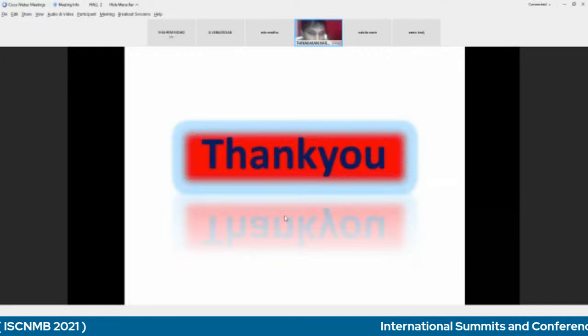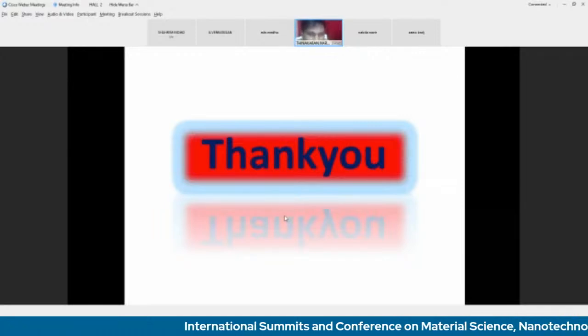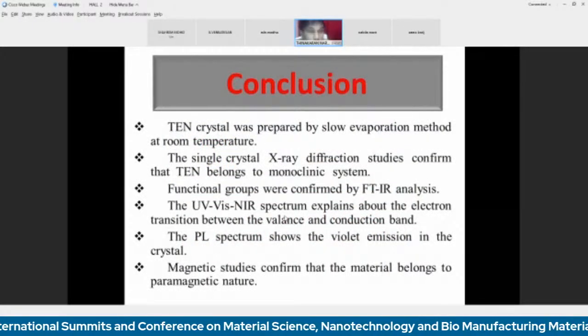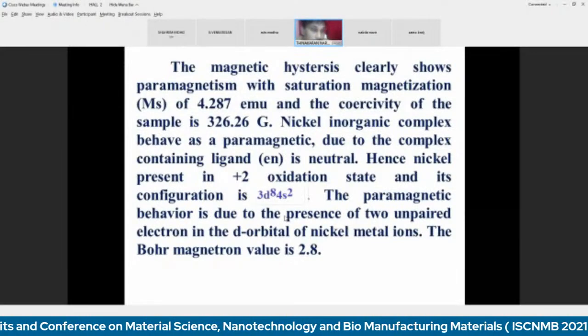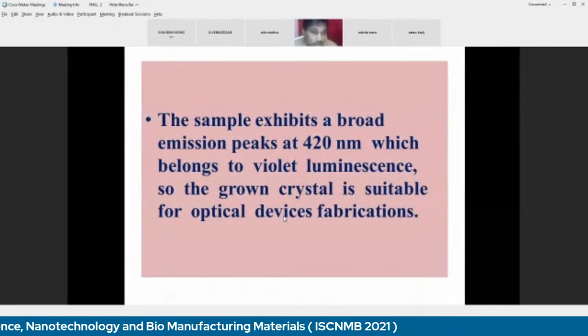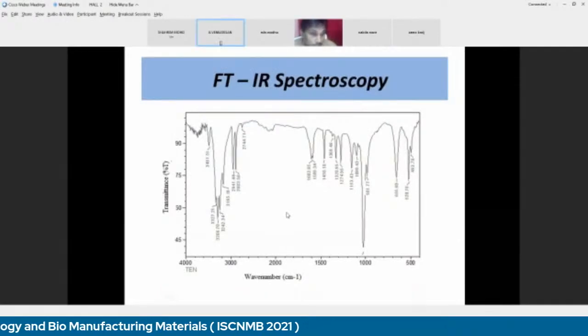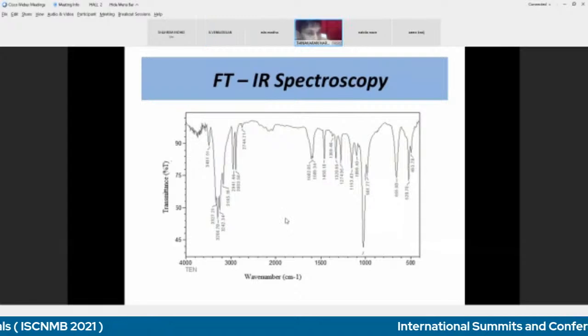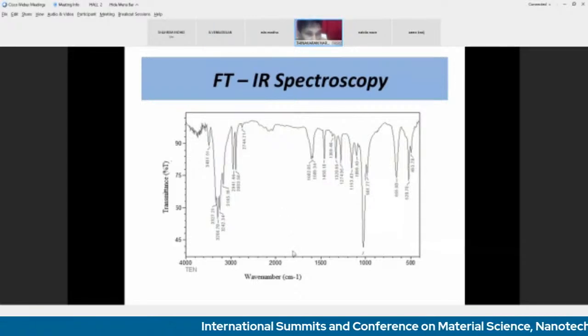Professor Venkatesan, very nice presentation from you, very clear. And I'm quite impressed with your FTIR analysis, sir. You explained what each number represents for a particular functional group. It's very, very great, sir.